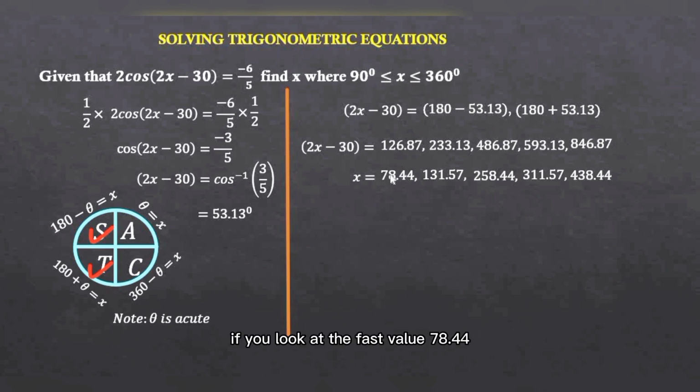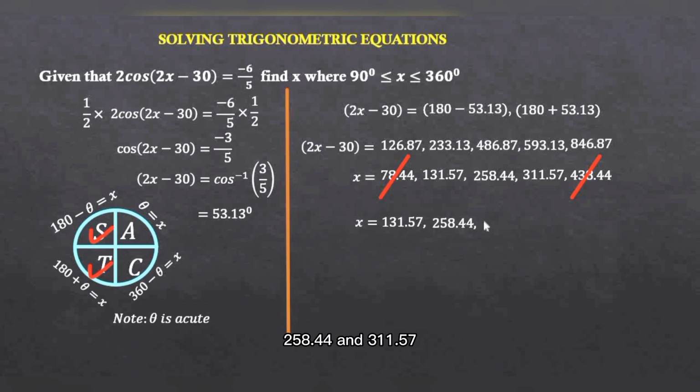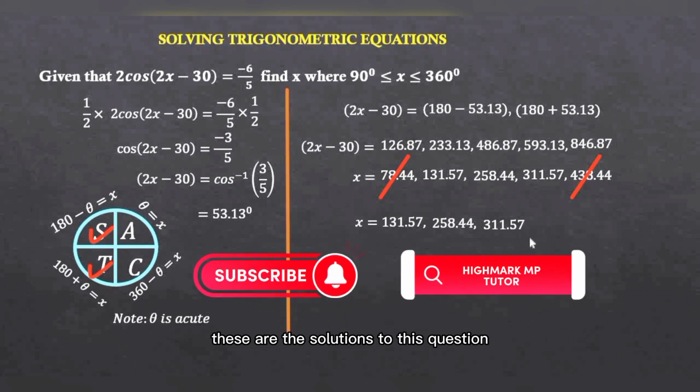If you look at the first value, 78.44, it is less than 90 degrees. And if you look at 438.44, it is greater than 360 degrees. So what we're going to do here is eliminate the first one and the last one because they fall outside the range. And therefore the values that you are remaining with are 131.57, 258.44, and 311.57. And those are the values of x. So these are the solutions to this question.